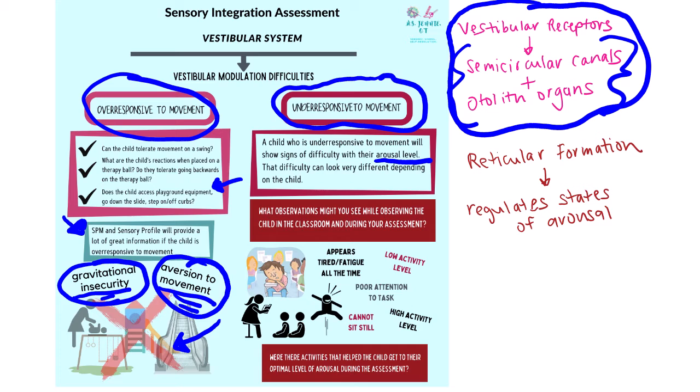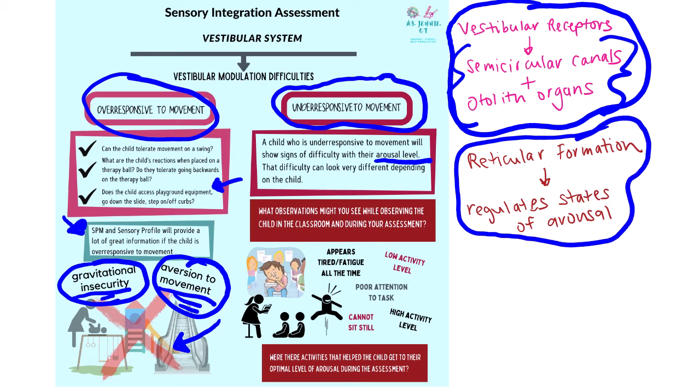And when you're looking at under responsiveness to movement, I really did want to tell you that it is the reticular formation that is being affected by that. So vestibular information goes up to the reticular formation, and the reticular formation regulates the states of arousal. So when you're seeing that a child is under responsive to vestibular input or movement, they may show signs of difficulty with their arousal level.